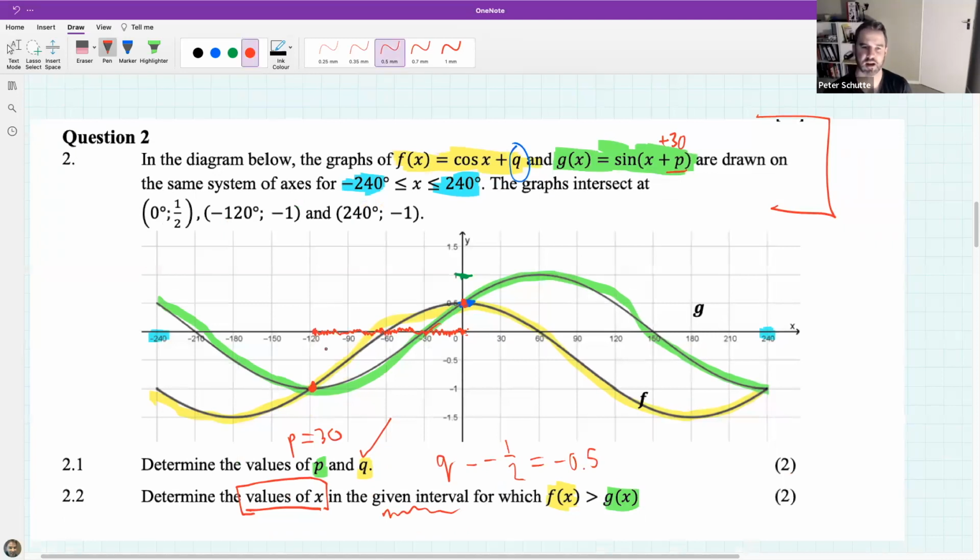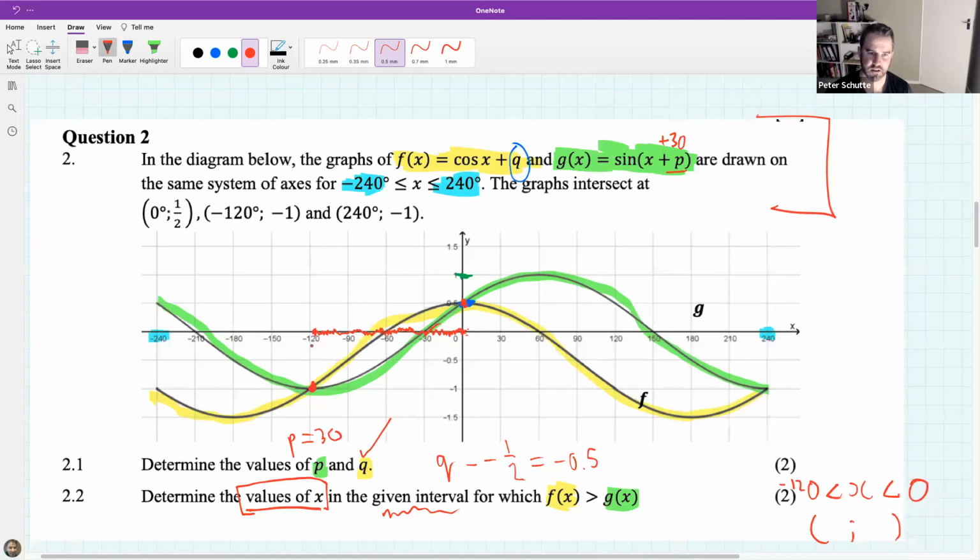How would I describe this region between here and here? There's two options. One notation has X is greater than and less than, and the other notation is where we use commas and circles. So I think that would be minus 120 on that side and 0 on this side.